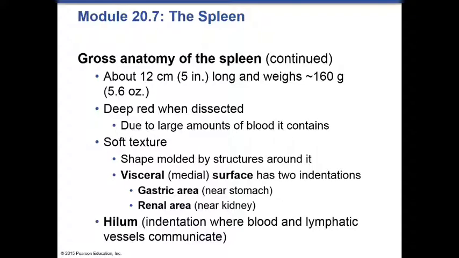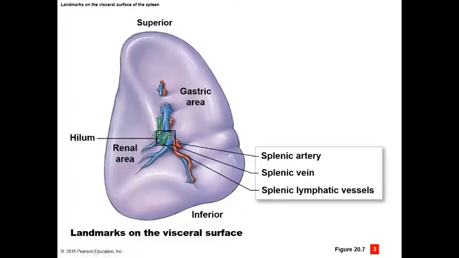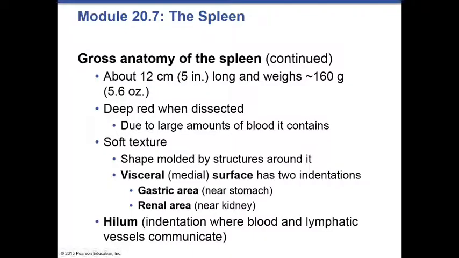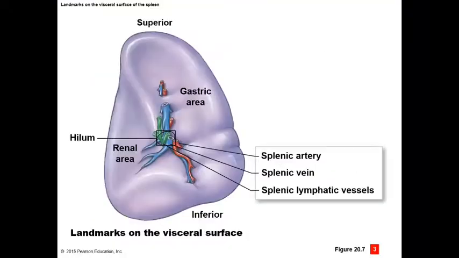Again, on the visceral surface, there are 2 indentations on the spleen. There's a gastric area, and there is a renal area. And the hilum, as I mentioned before, is the area into which most of the lymphatics, arteries, and veins are traveling. So the hilum of the spleen is shown here.